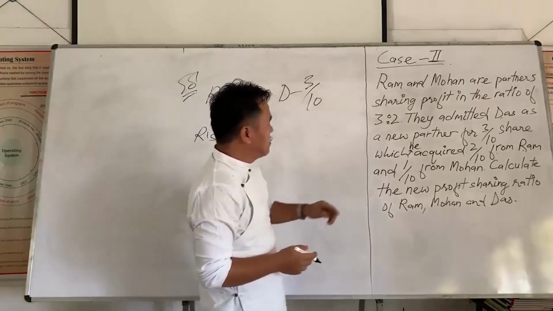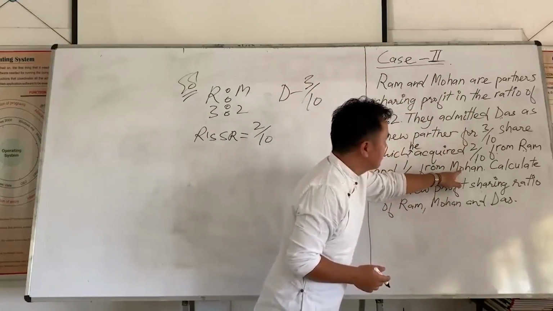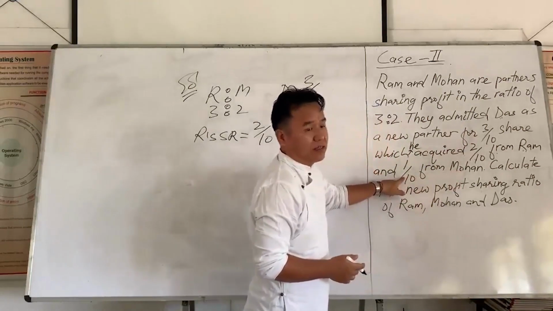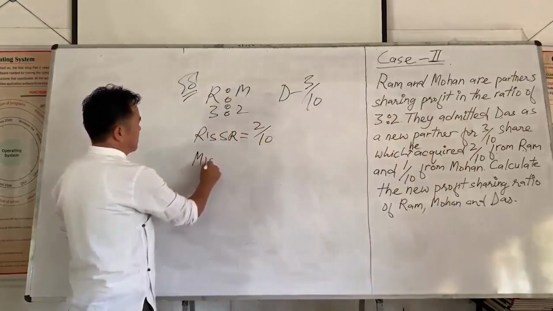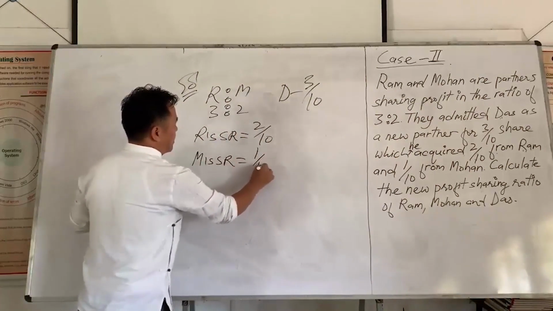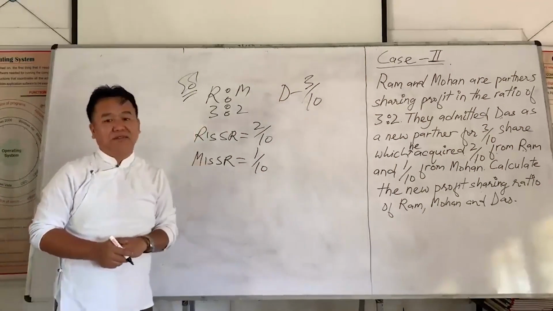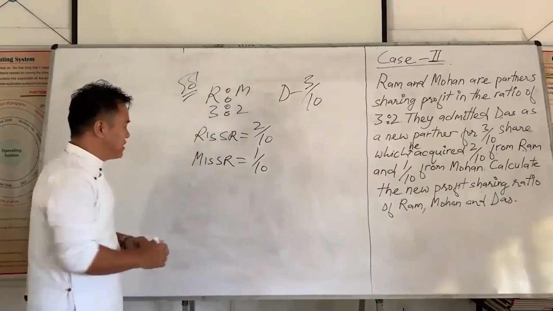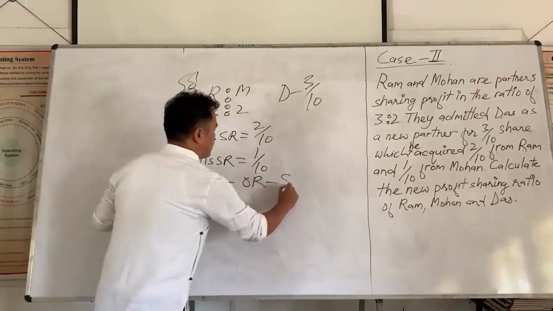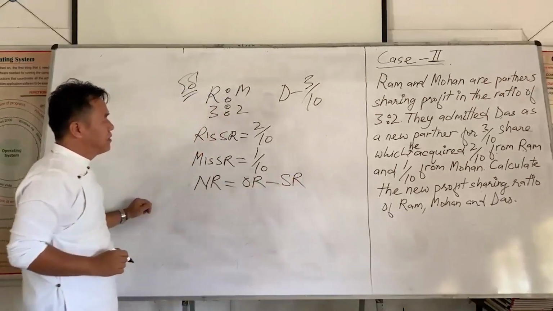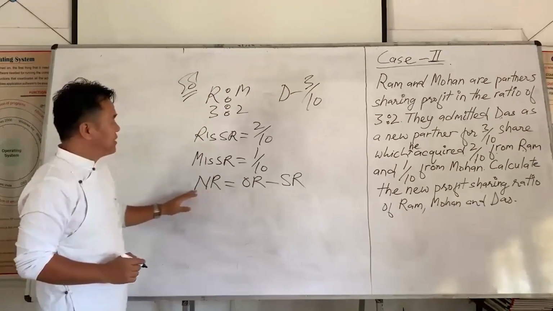In same case, Das gets 1 by 10 from Mohan, which means Mohan sacrifices 1 by 10 to whom? To Das again. So sacrificing ratio of Mohan is 1 by 10. If we have the value of sacrificing ratio of all partners, then we can apply the formula of new ratio, which is new ratio is equal to old ratio minus sacrificing ratio. Now here we have to find all partners' new ratio by using this formula.